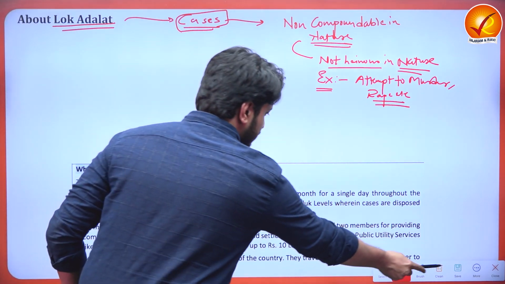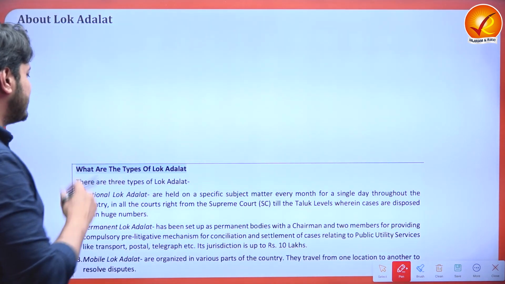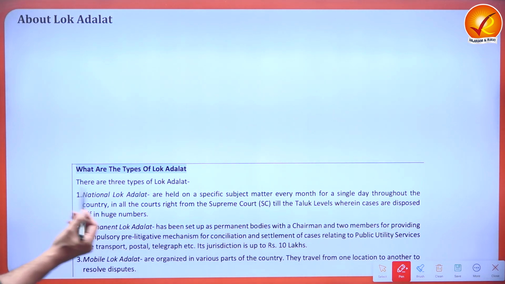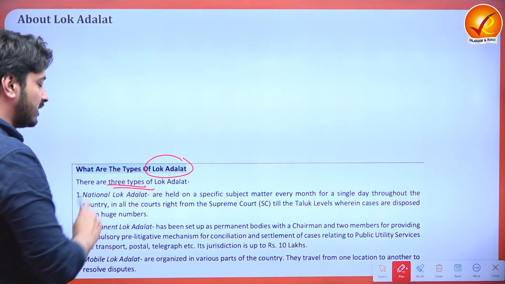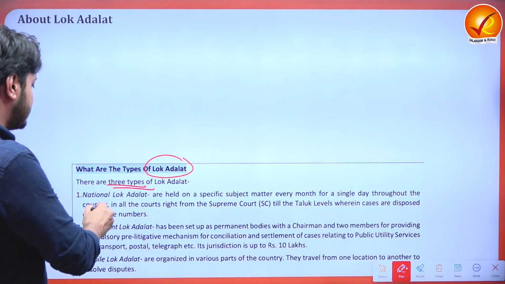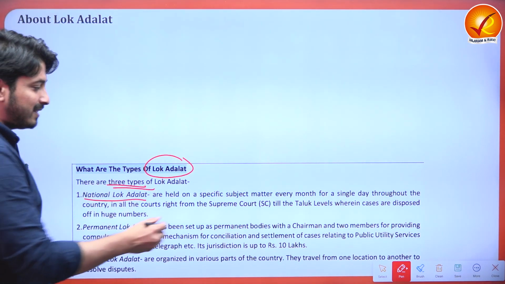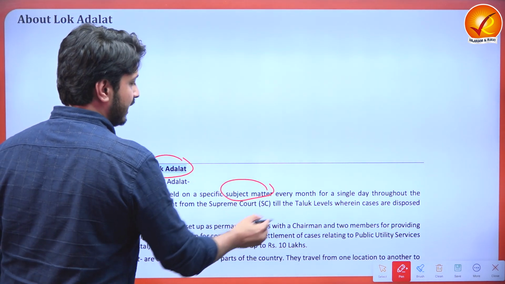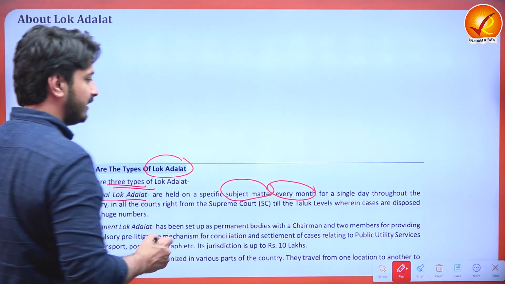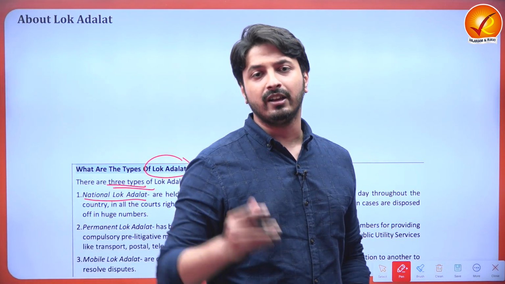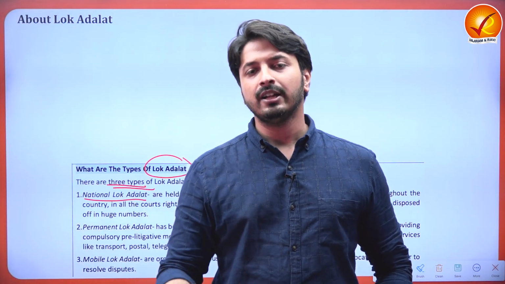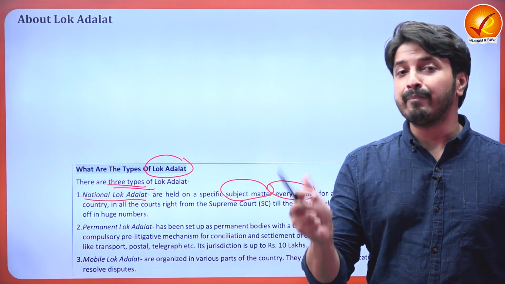Now, coming to the next topic, what are the various types of Lok Adalats present in our country? There are three types. The first is the National Lok Adalat, which is held on a specific subject matter every month for a single day throughout the country in all the courts, right from the Supreme Court to the high courts or the taluka level courts. These are temporary in nature.